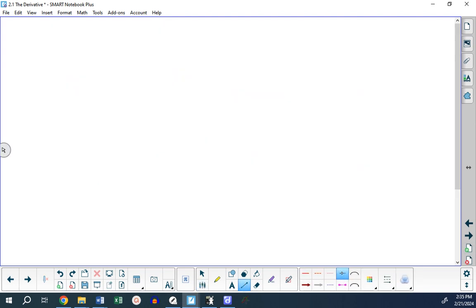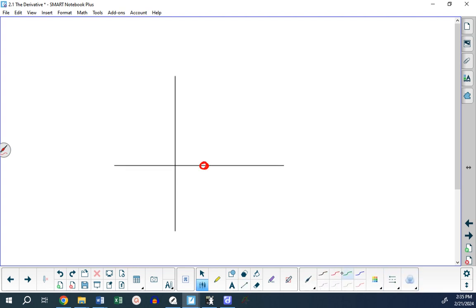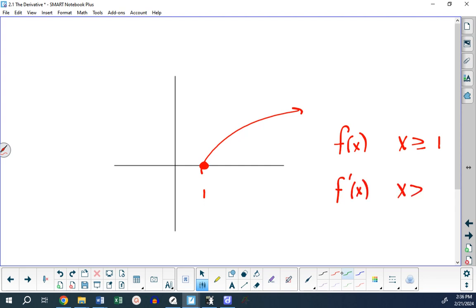If I told you that we have a function, a little off topic here, where this is 1, the function has a domain of x is greater than or equal to 1. Would you agree? The derivative is not defined at 1, but it is defined greater than 1. What is the reason for that?